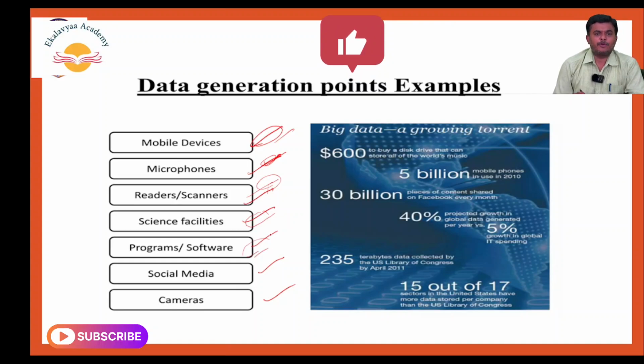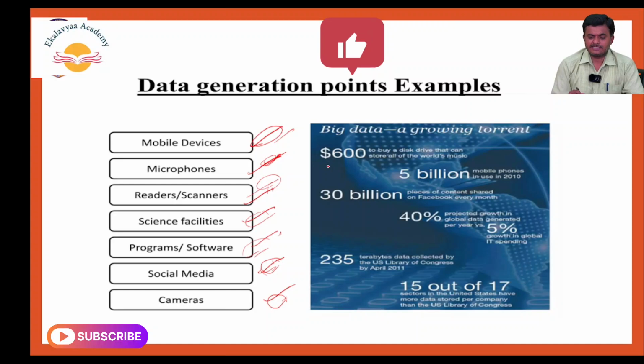And then programs or software. Some software, for example online shopping software, also generates large volumes of data which is categorized as big data. And then social media. Currently this is the big area where data is being generated in large volumes on a daily basis. And then cameras, that is CC cameras installed in sensitive areas, are also continuously generating streaming data. So these are some data generation points.